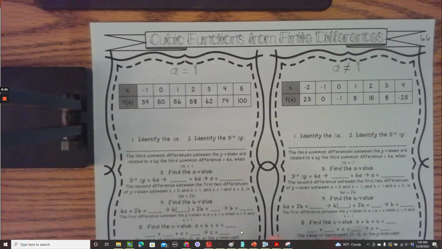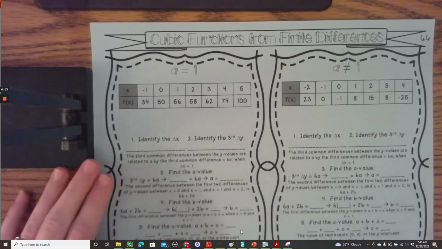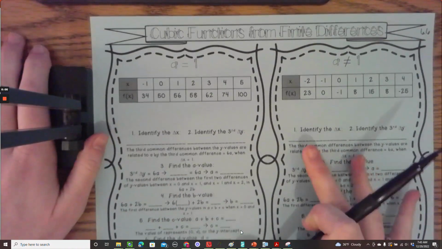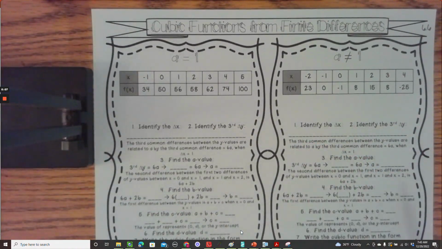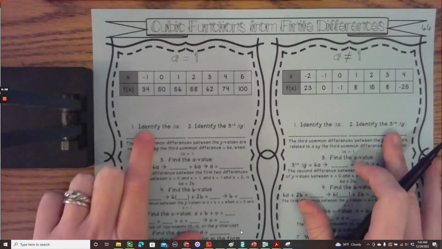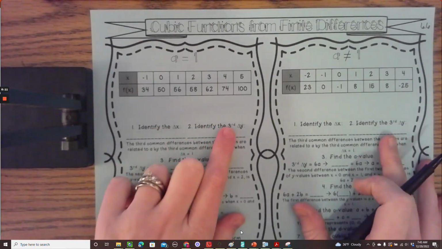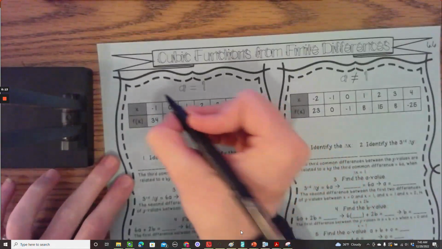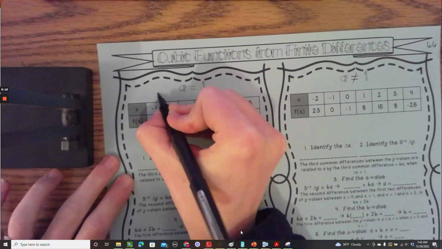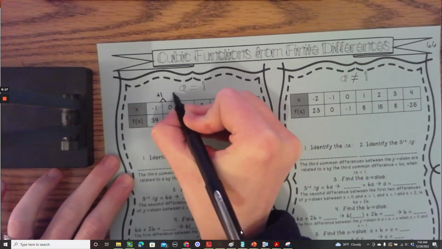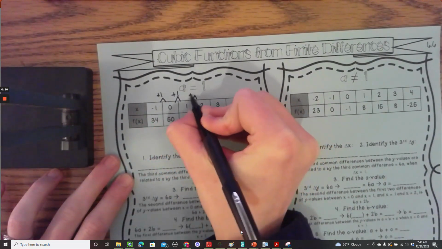This video is cubic functions from finite differences notes. So we're going to write a cubic function from a table. We're going to use finite differences. So we're going to identify first the change in x and then the third change in y. So the change in x here is increasing by 1 every time.